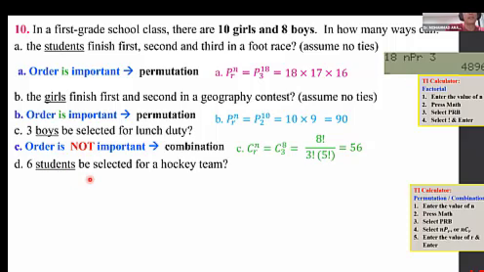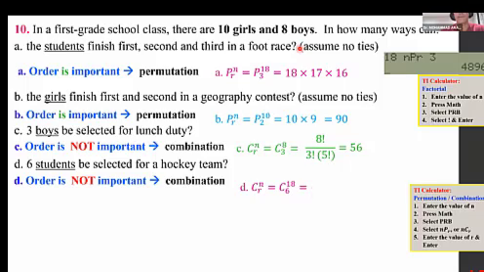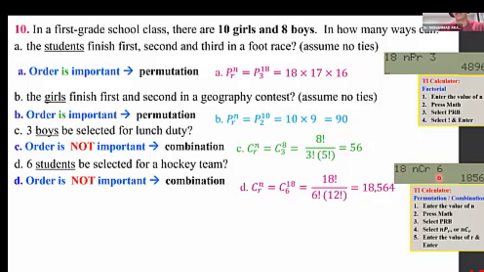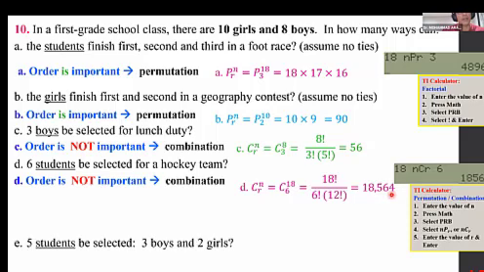We want to choose 6 students for a team. No matter what type of a team, order is not important. We just want to pick 6 students. So how many students do we have? 10 plus 8, 18. That's n. So combination of 18, choose 6. You can go through that process, or if you go with the calculator, 18 nCr 6, it gives you the answer. Again, I have all these questions next to each other because we want to distinguish between permutation and combination.